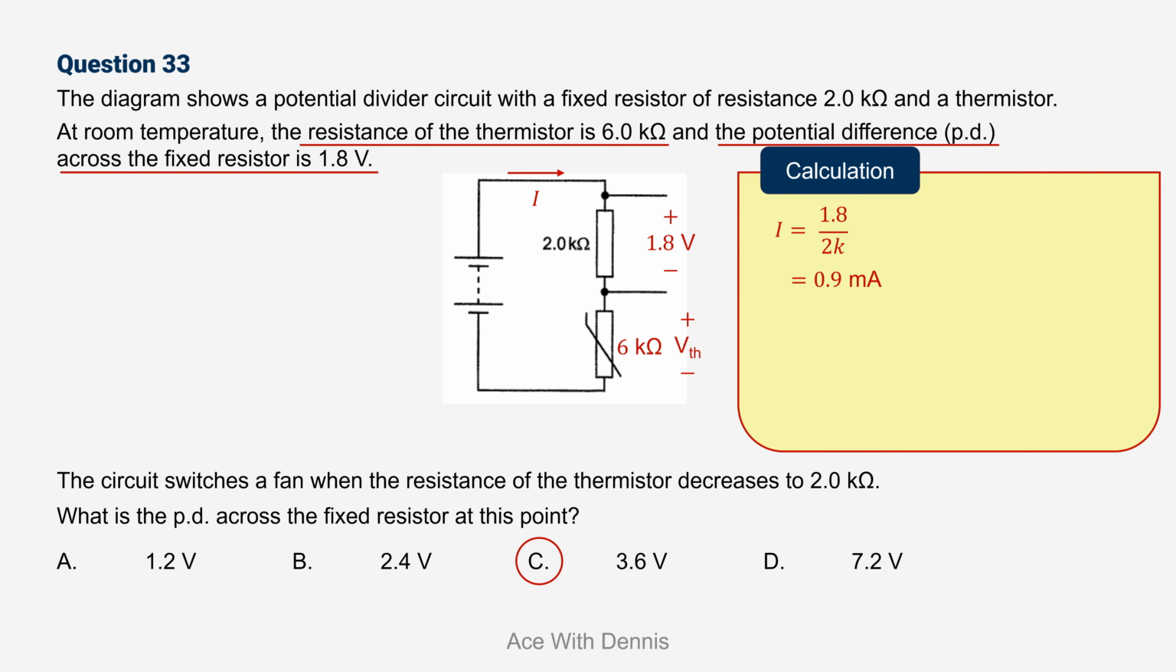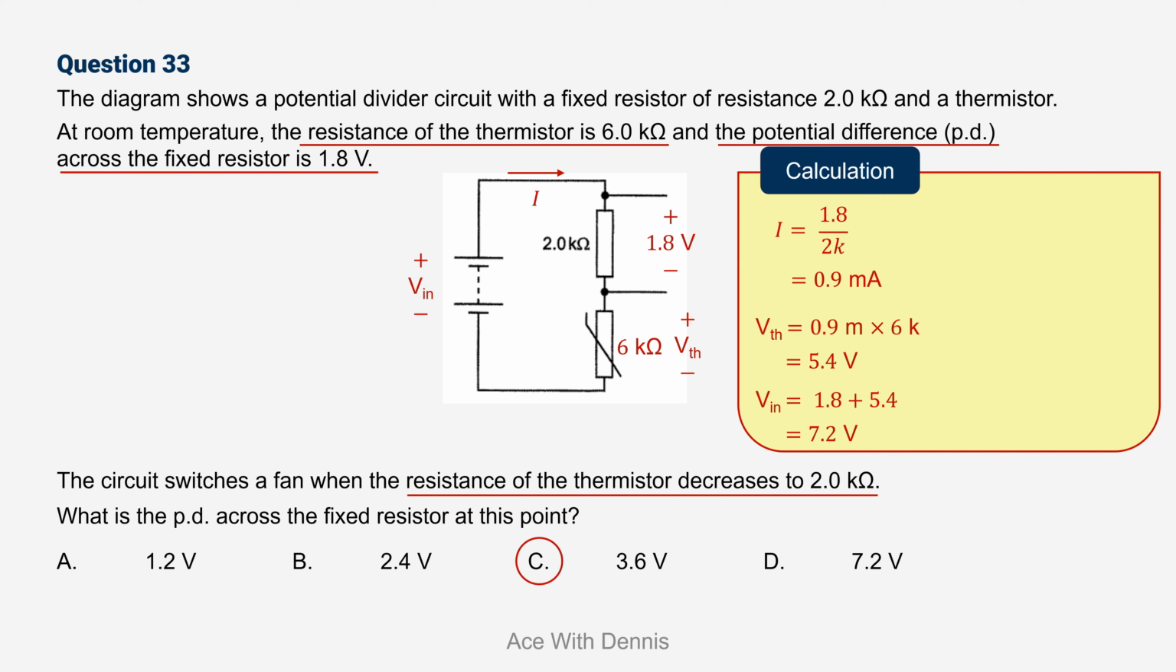And now we need to determine the PD across the thermistor. Let's label it in the diagram as VTH. To calculate VTH, we apply Ohm's law again, which is I times R. So the current is 0.9 milliamps, the resistance is 6 kilo ohms, and we'll get 5.4 volts. And now we can determine the input voltage Vin. The Vin will be the sum of the PD across the fixed resistor and the thermistor. So it will be 1.8 plus 5.4, and we get 7.2 volts.